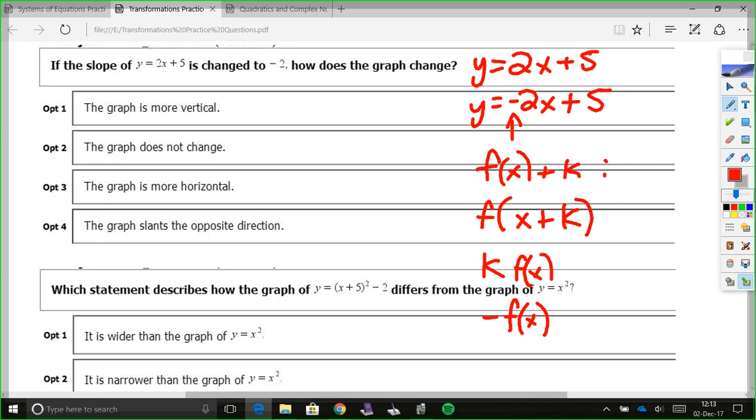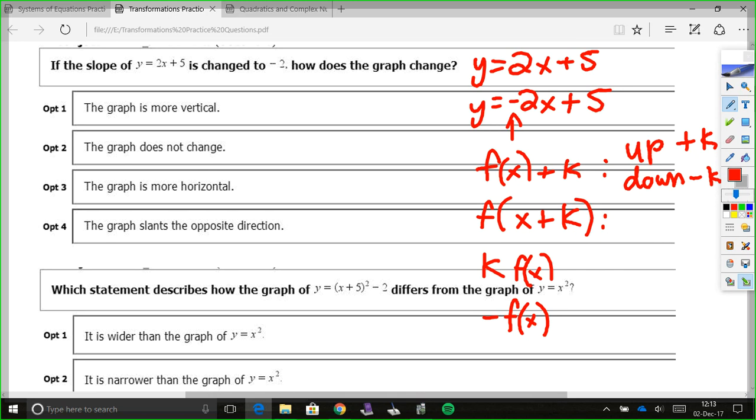It could be subtracted, don't get me wrong. Outside of this function, outside of parentheses, that indicated to us a vertical shift, meaning it moved up or down. It'd be moving up if you were adding, it'd be moving down if you were subtracting.